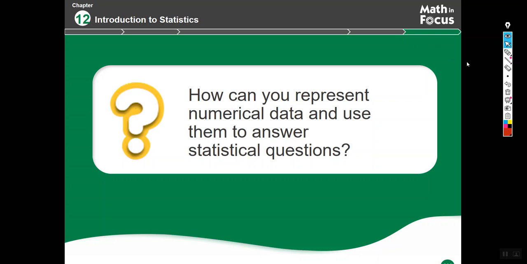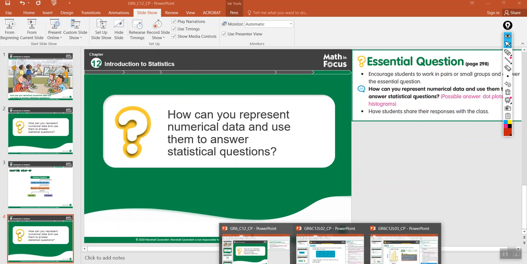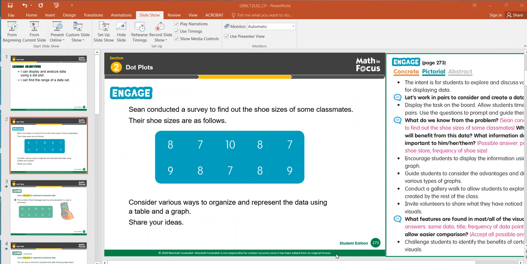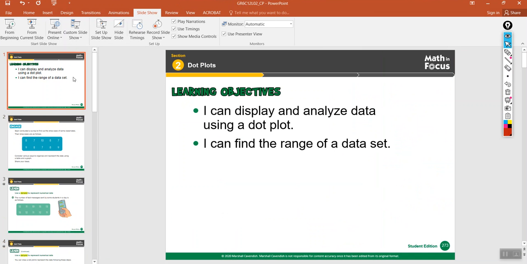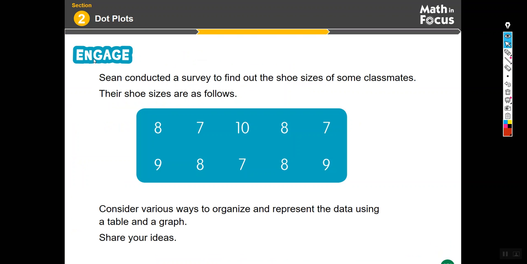Today we're going to talk more specifically about dot plots. We're going to go through two PowerPoints today because I want to try to get through this.